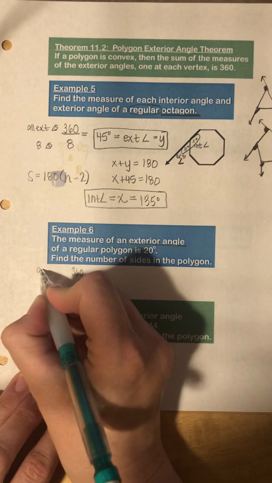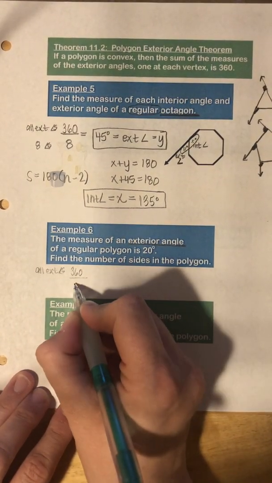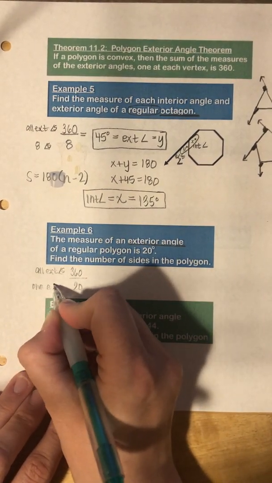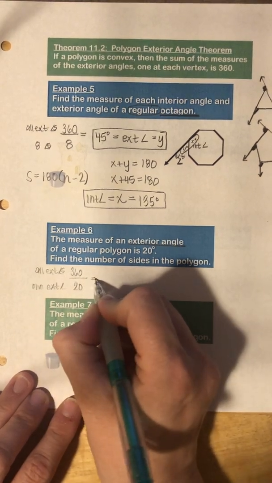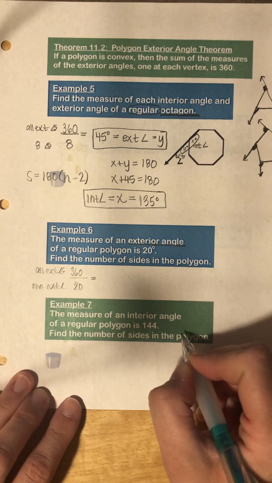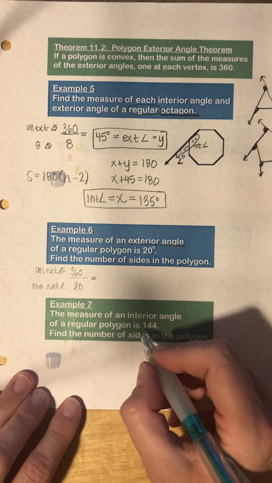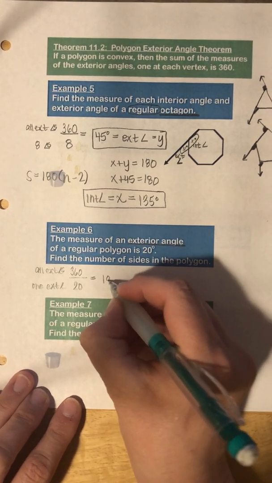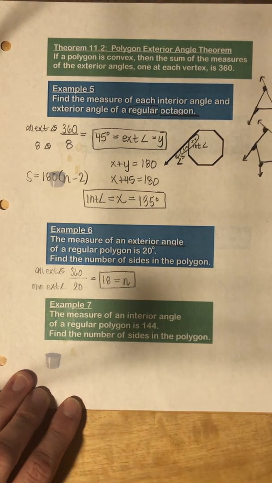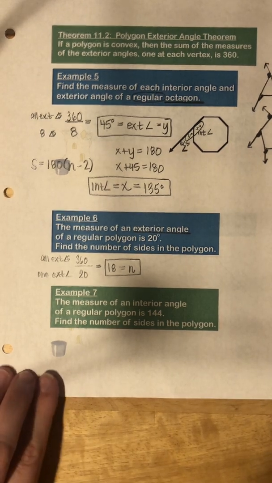So the 360 is all of the exterior angles. If I divide that by 20, which is representative of one exterior angle, then whatever number I get is going to tell me how many angles, also known as how many sides there are. So 360 divided by 20 is 18, and that means that there are 18 angles as well as 18 sides. So we have found the number of sides in the polygon.